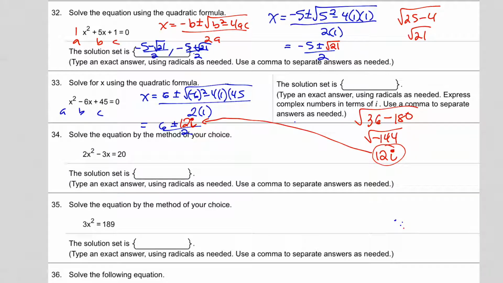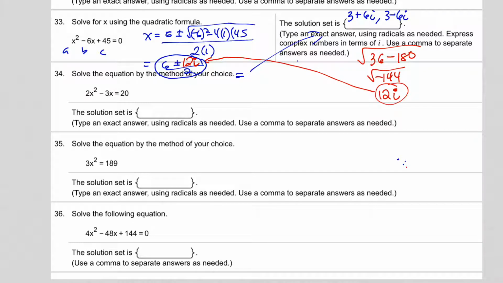And now we get, alright, so this guy right here, we're going to simplify the 6 and the 12 by dividing by 2. So the final answer then is going to be, I'm going to go ahead and put that up here. That's going to be 3 plus 6i and 3 minus 6i. Okay?